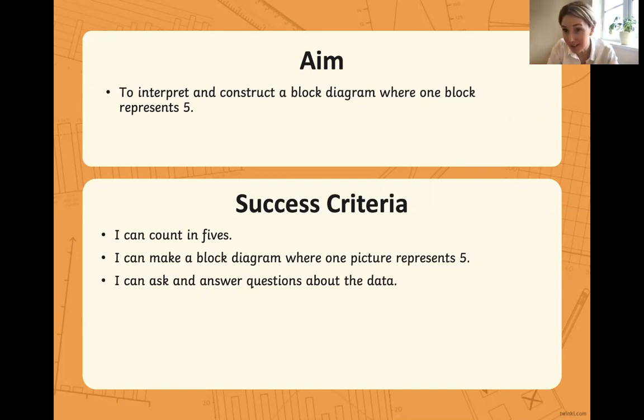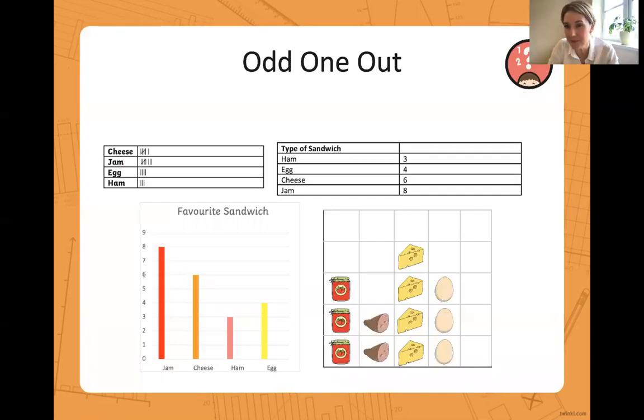Now we're going to try and put all the learning that we've done about tally charts, pictograms and block diagrams and put it together for this lesson. So we're going to learn more about block diagrams and how to understand and read block diagrams too. Have a look at this with me.